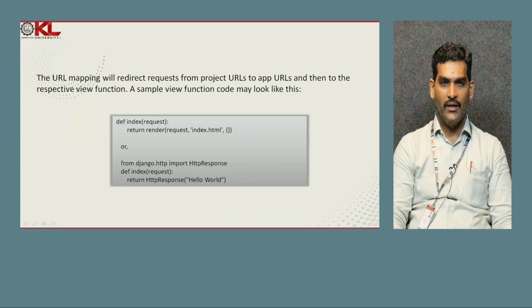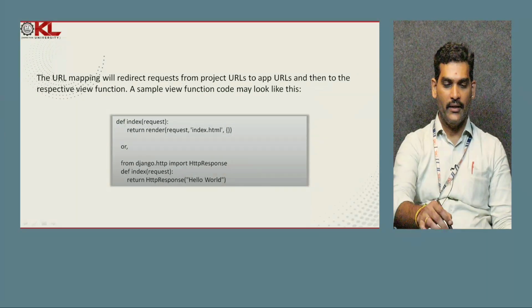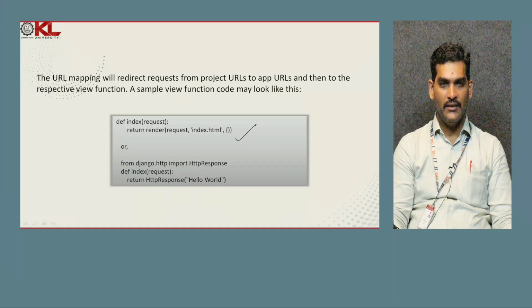The URL mapping will redirect requests from project URLs to app URLs and then to the respective view function. A simple view function code may look like this. As I said previously, it will redirect to the views. So here one method we are creating: def, which is the keyword to create a method or function, index request. Return render request, index.html. Like that, this syntax we are supposed to follow.